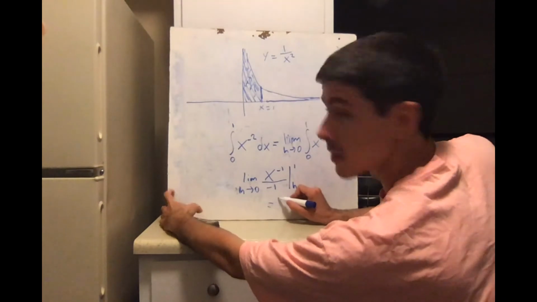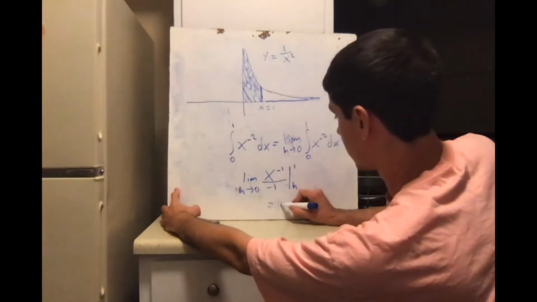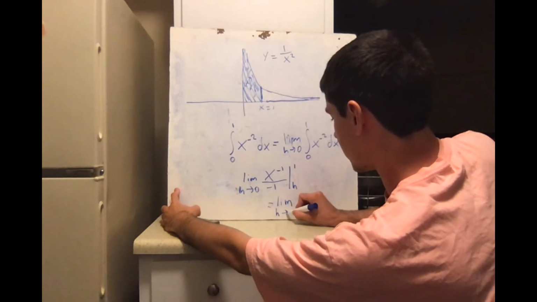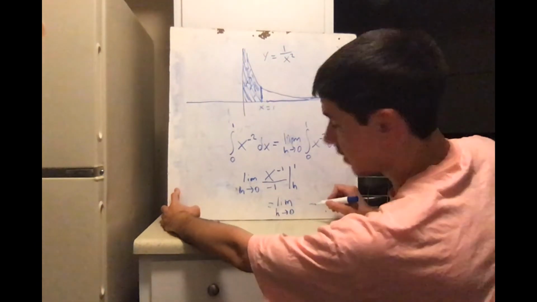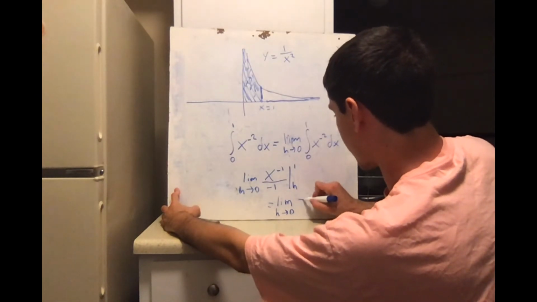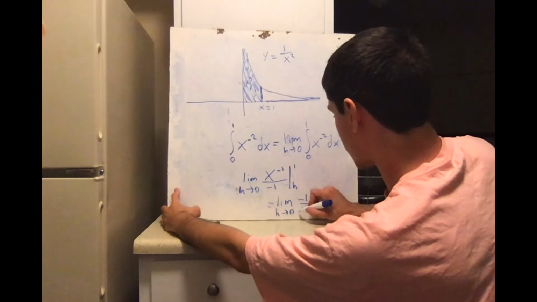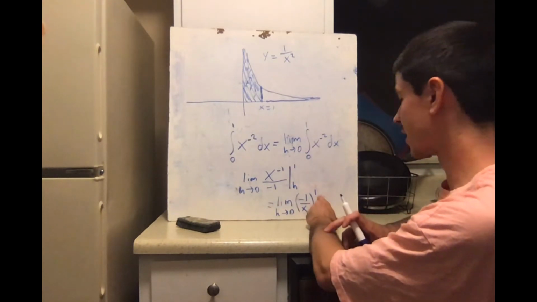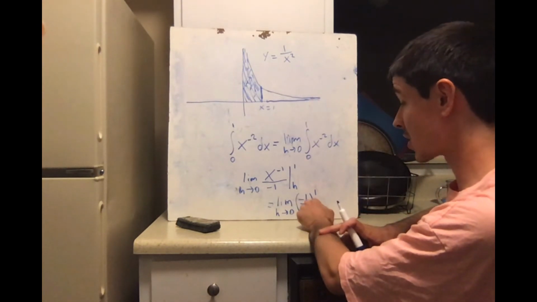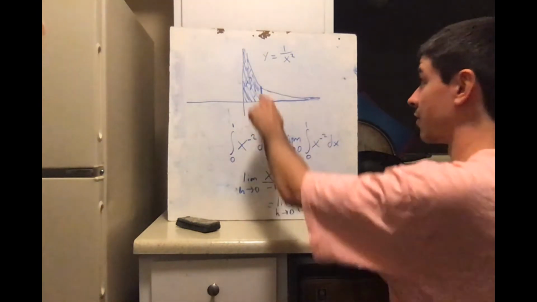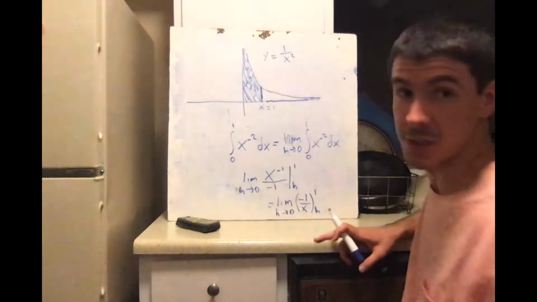So the limit as h approaches 0 of negative 1 over x, evaluated from h to 1. So evaluated at 1, it's just going to be negative 1, and then evaluated at h, it's going to be negative 1 over h as h goes to 0. It's going to be infinite. So this integral diverges.